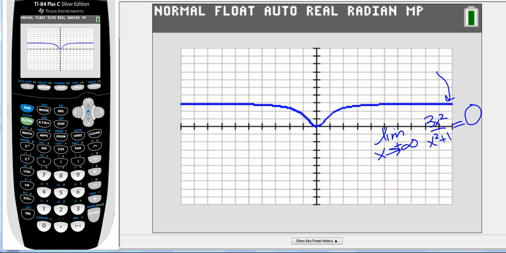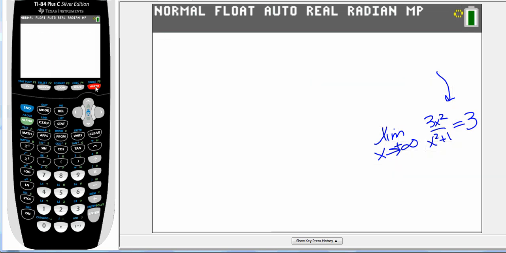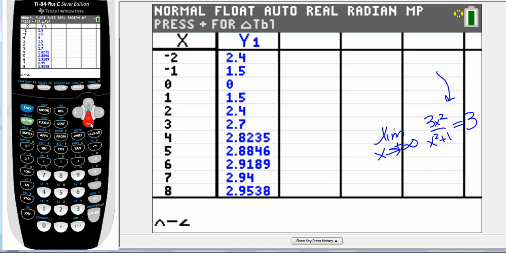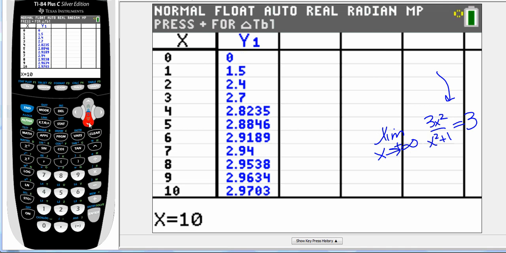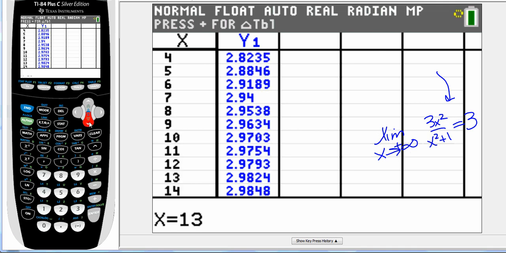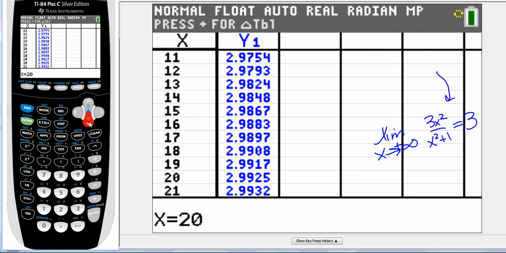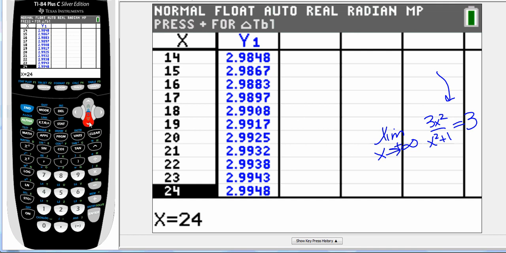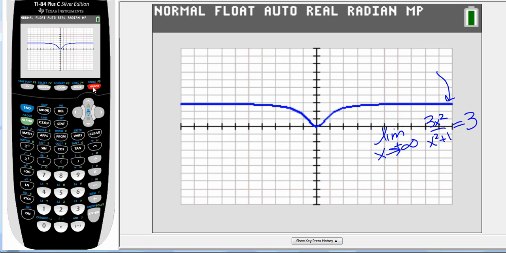What are your y values getting really, really close to? Hopefully you can see from the graph that they are getting really close to 3. If you can't see that from the graph, you should be able to look at your table and continue to scroll down, and you can get bigger and bigger numbers, and you can see that they're getting really close to 3. They're never touching 3, but they're getting really close to 3 as you scroll. My calculator is not able to keep up with me as fast as I press that button, but that's how that works.